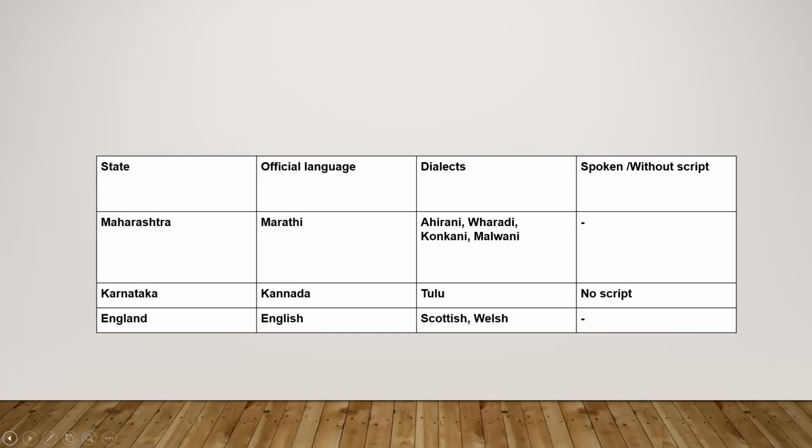Then next was Karnataka. So कर्नाटका का ऑफिशियल लैंग्वेज है कन्नडा. So कन्नडा का dialect is Tulu. It might be having other dialects as well, but since nothing is given in the information in the paragraph, you don't write anything extra, write just Tulu. And Tulu के लिए no script, so put no script.